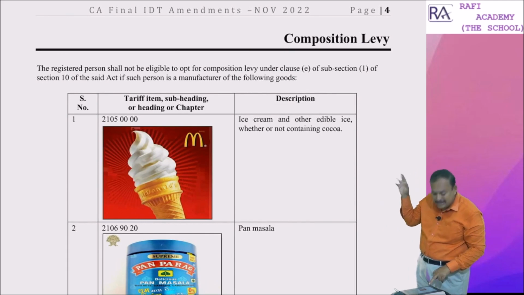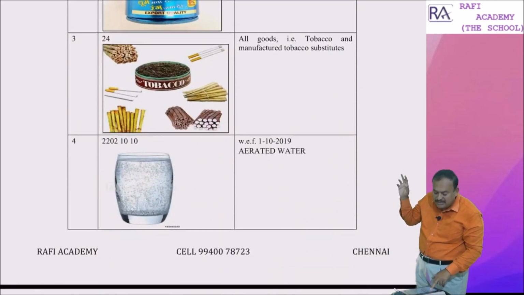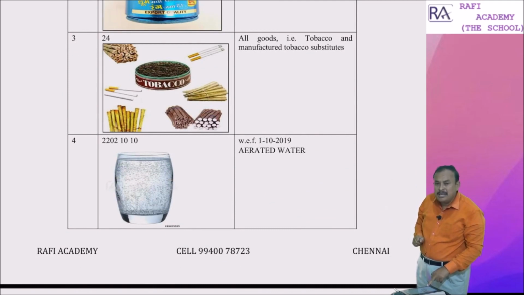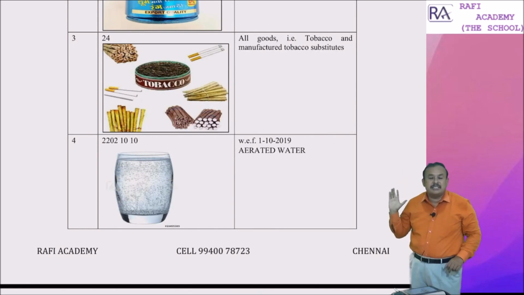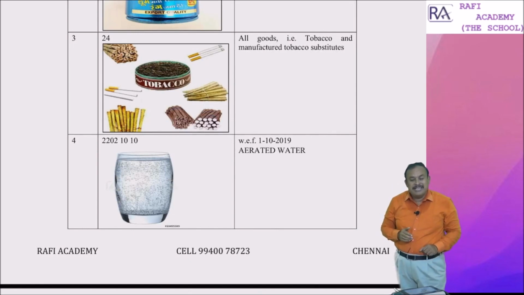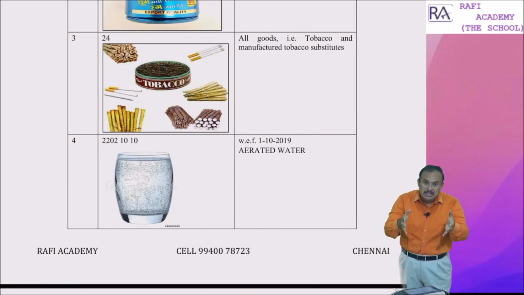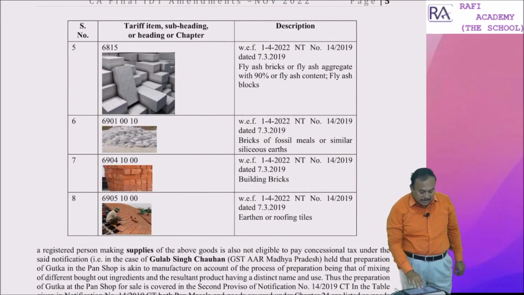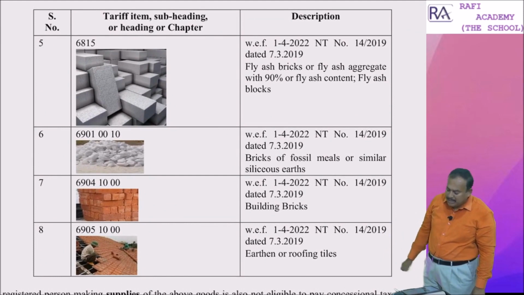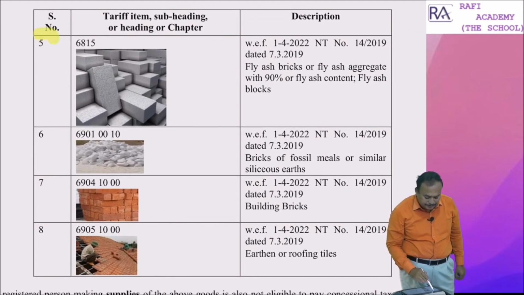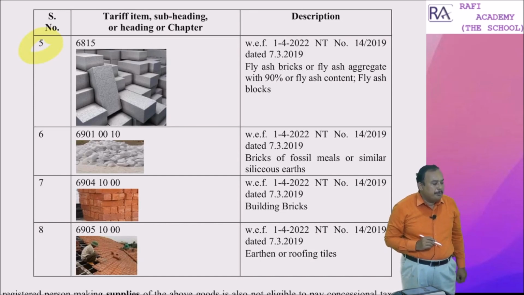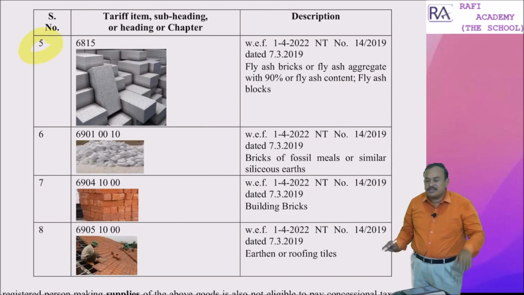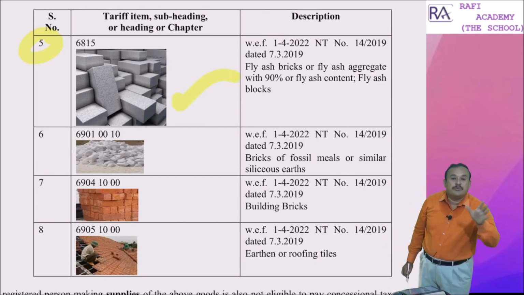A manufacturer of ice cream, a manufacturer of pan masala, a manufacturer of tobacco substitutes, followed by aerated water. These manufacturers are disqualified from opting for the composition levy scheme, irrespective of the turnover. In this particular list, an amendment has taken place by adding some more points. There are 3 more points added in the following manner. Here, first, they added fly ash bricks and fly ash aggregate with 90% or more fly ash content, fly ash blocks, this one, are not eligible for opting for the composition scheme.